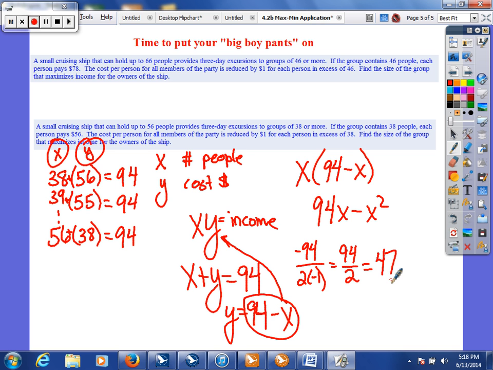Now, 47 represents our x value, which is people, right? X is the number of people. Let's see what they ask. Find the size of the group that maximizes it. They found it. 47. If they ask for what is the maximum income, I would plug it into my income function, which is right there, and that would tell me my maximum. So those are a little bit of boogers. Hopefully you're able to figure those out, and from these examples, utilize them, and ask any questions in class if you have them.